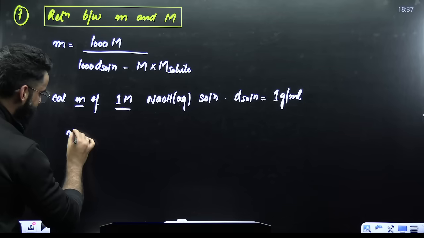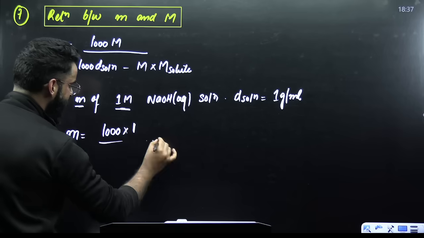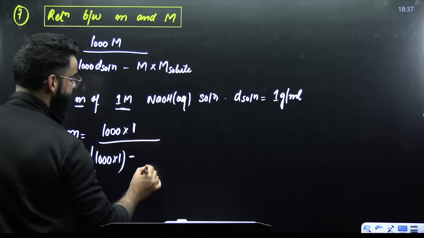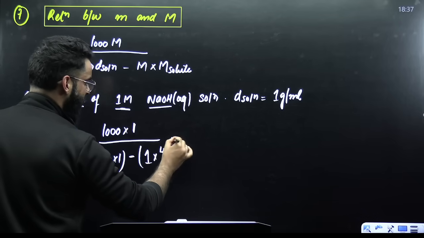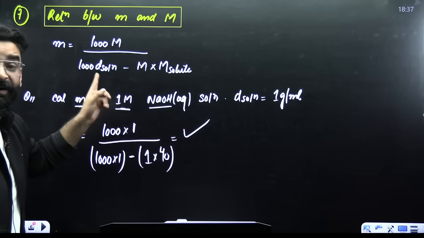So what you'll be doing? You'll write m is equal to 1000 multiplied by molarity, which is 1, divided by 1000 multiplied by density of solution, minus molarity, that's 1, times molar mass of solute, that's 40. Just a matter of calculation. Solve this, and this will give you the molality of the solution. Remember this result, it's very, very important.